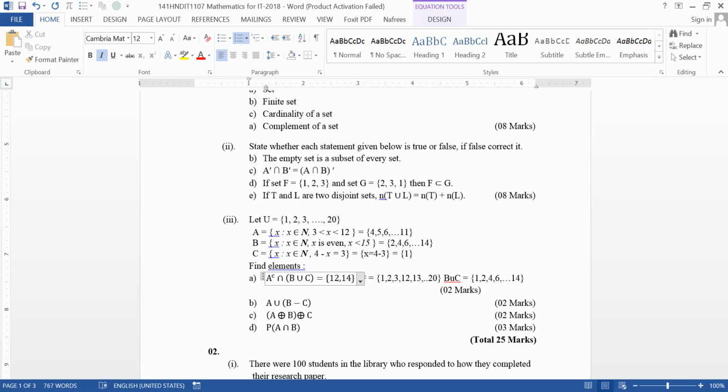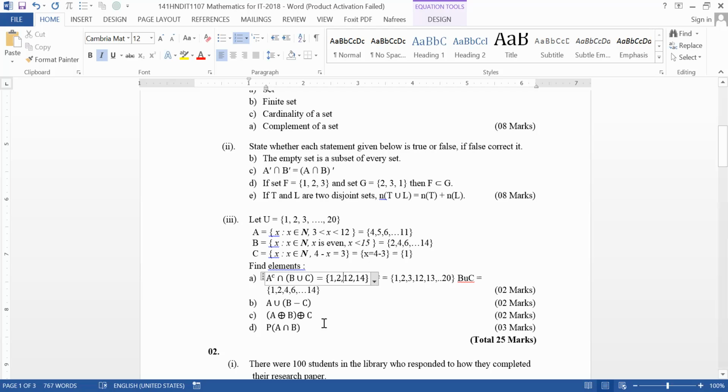A intersection means the common elements. Here, you have to find A complement first. Then you have to find B union C. After that, intersection means the common elements of these two sets. A complement intersection B union C is 1, 2, 12, 14. That is the answer for this first question.